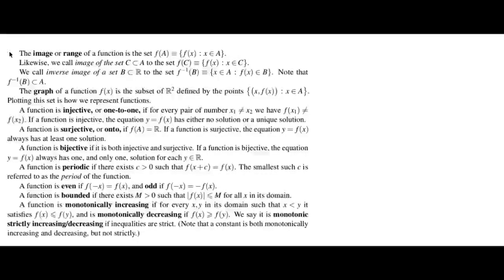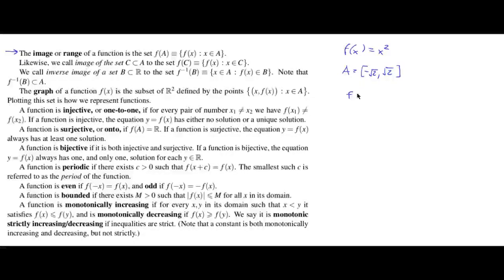We have seen the domain of a function. Now the image or range of a function is the set f of A. Okay, so it's the set of all mapped values for every x in A. So for instance, if I have again f of x is x squared, and I'm taking the domain, let's say, minus the square root of 2 to the square root of 2. So I'm only considering this closed interval as domain.